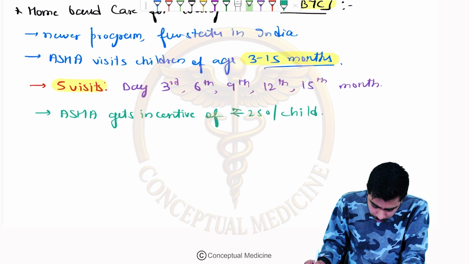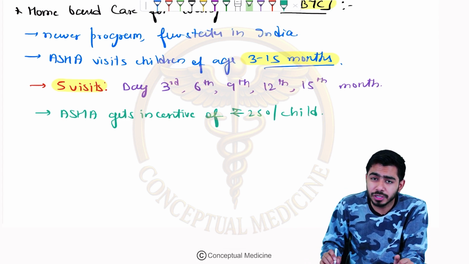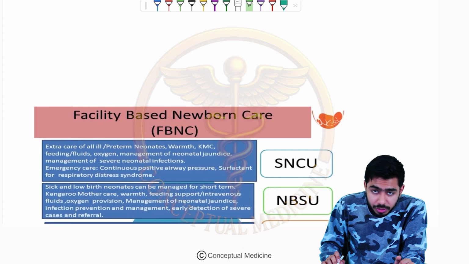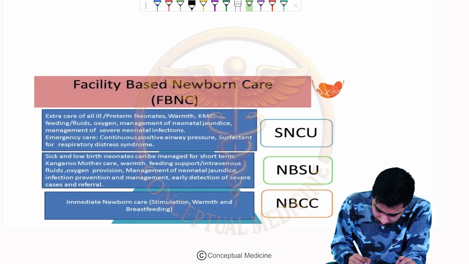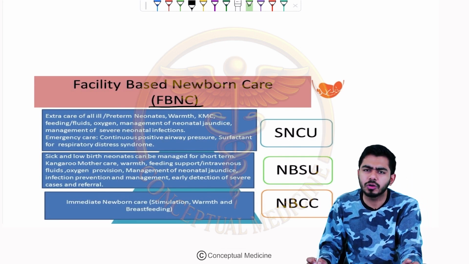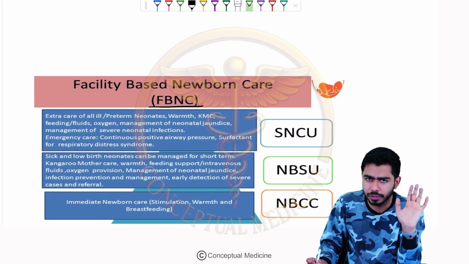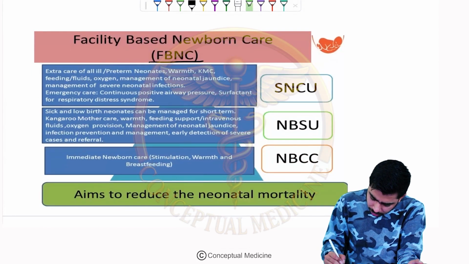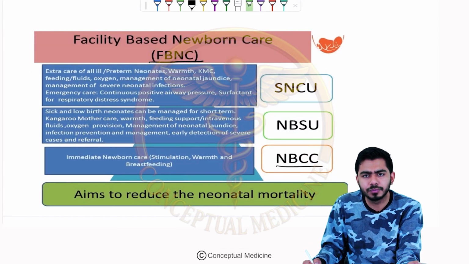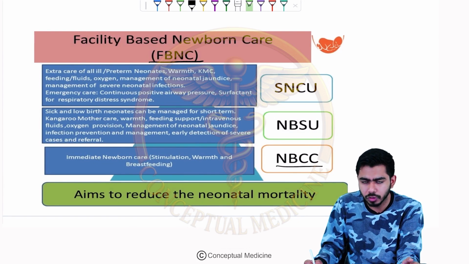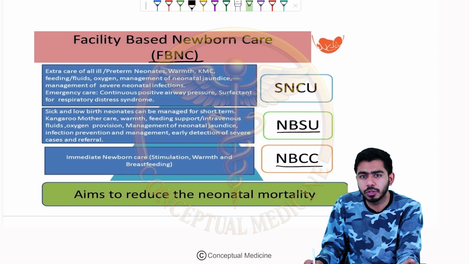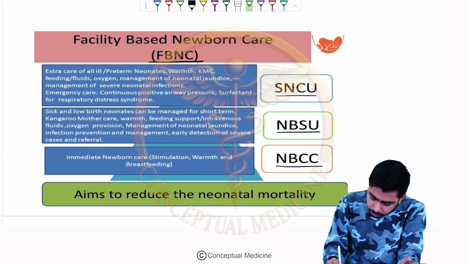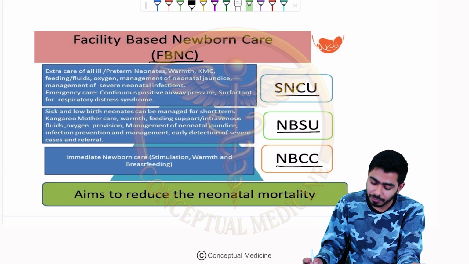Okay guys, now we shall be talking about the next one, that is the facility based neonatal care, facility based newborn care basically. So what is this facility based newborn care? That is the FBNC. Here we are talking about three particular units, right? So what are these? Here we are talking about the newborn care corner, NBCC. Then we are talking about the newborn special unit, or newborn stabilization unit basically. And then we are talking about the special neonatal care unit, right?